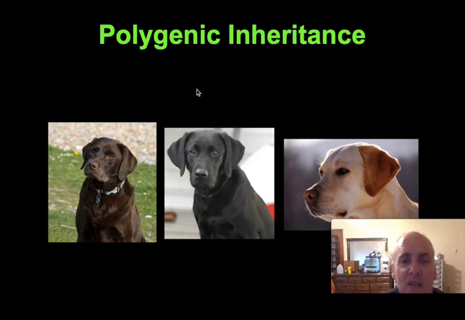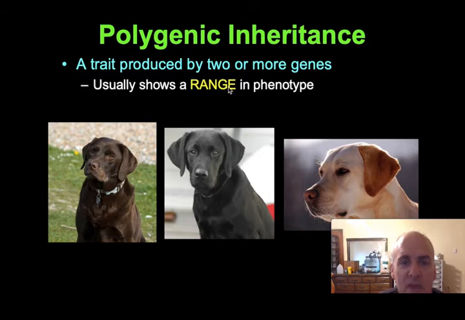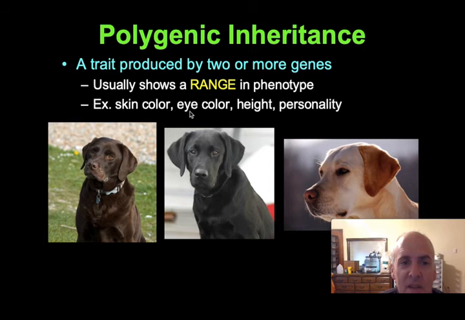Okay, this is polygenic inheritance. I'm sorry. Polygenic means more than one gene is affecting a certain trait. Two or more genes. Lots and lots of characteristics are like this. Usually shows a range in phenotype. Skin color, eye color, height, personality. All of these, in humans especially, are covered by more than one type of genes.